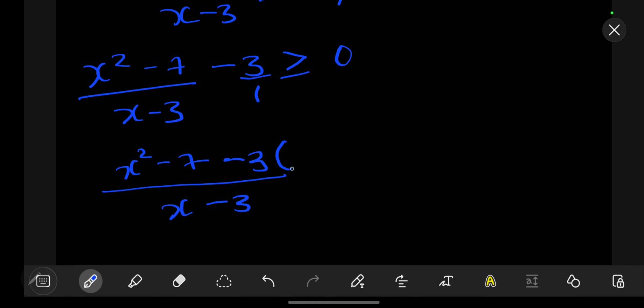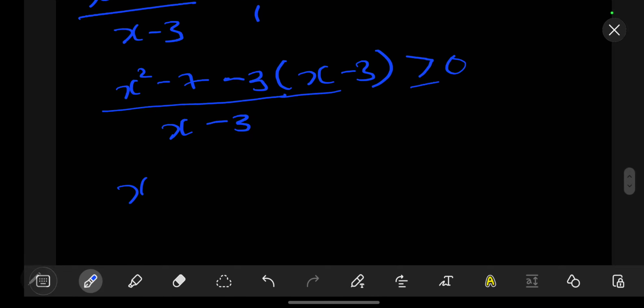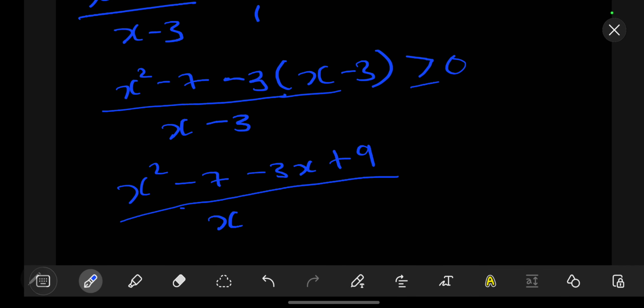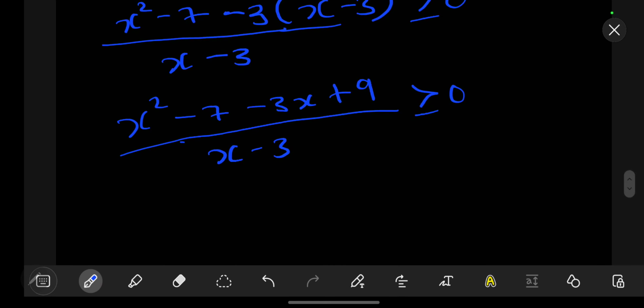So it will be negative 3 open brackets x minus 3 should be greater than or equal to 0, like that. So we are going to end up with our x squared minus 7. Negative 3 by x will be negative 3x. Negative 3 by negative 3 will be positive 9, like that. Then we divide this over our x minus 3 should be greater than or equal to 0, like that. So by doing this, what we end up having is our x squared. Negative 7 plus 9 will give us positive 2.